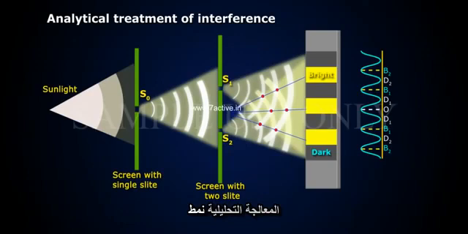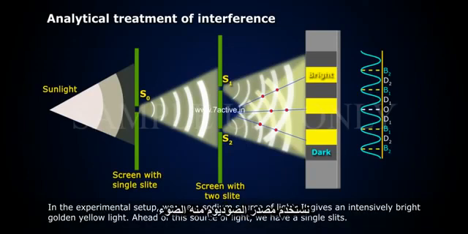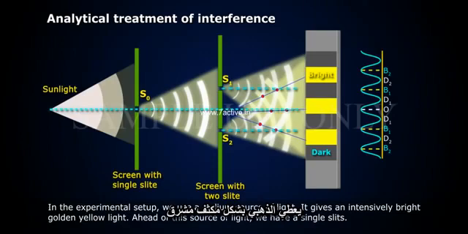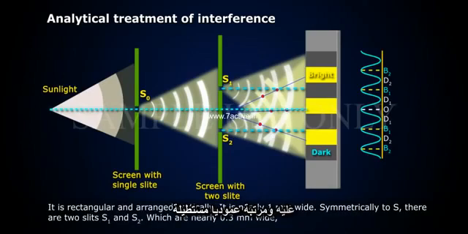Analytical treatment of interference. In the experimental setup, we use a sodium source of light. It gives an intensely bright golden yellow light. Ahead of this source of light, we have a single slit. It is rectangular and arranged vertically. It is nearly 1 mm wide, symmetrically placed to S.